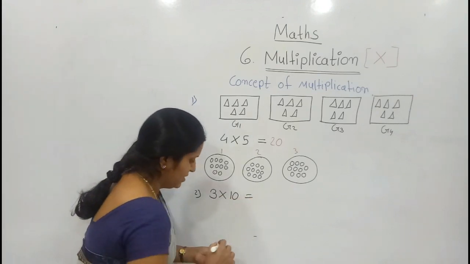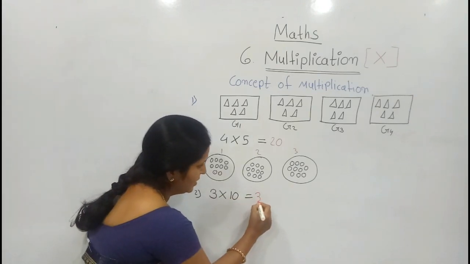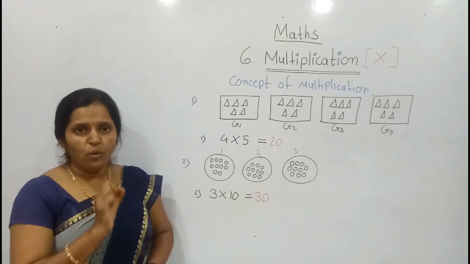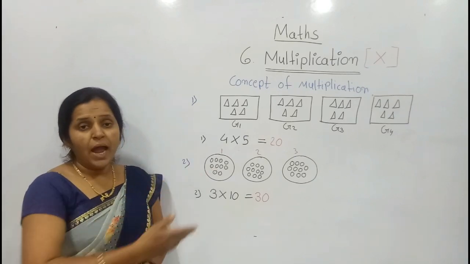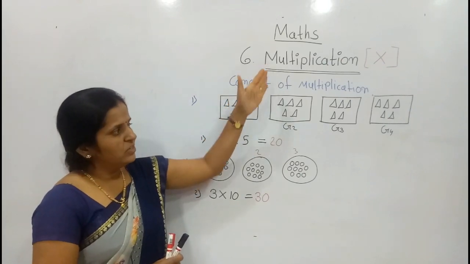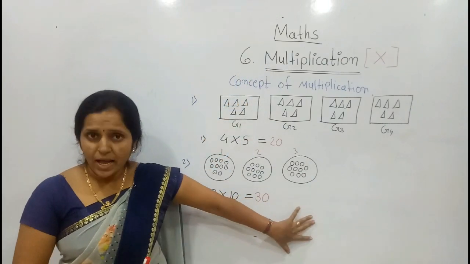Means our answer is, what is our answer? 30. Means it is the short form to avoid the repetition of addition. Addition करण्याची गरज नाही. With the help of multiplication we can get the answer.